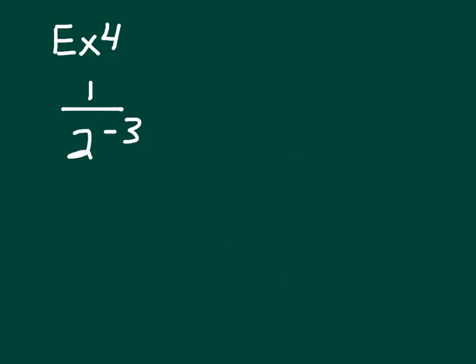Example 4. The negative exponent's down below, so what are we going to do? We're going to move everything up. So the 2 stays 2, but it's to the positive 3 power. And what's left is 1. Now I'll simplify that, so 2 times 2 times 2 is 8 over 1, or in other words, 8 is what this simplifies to.